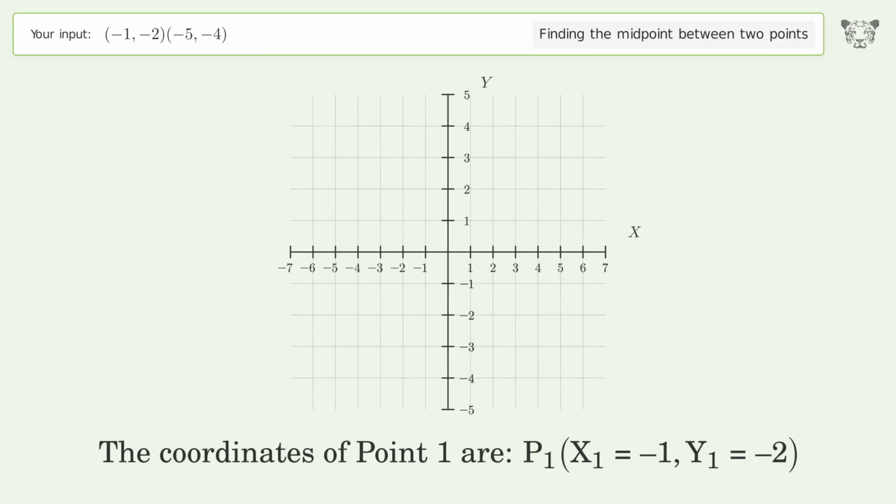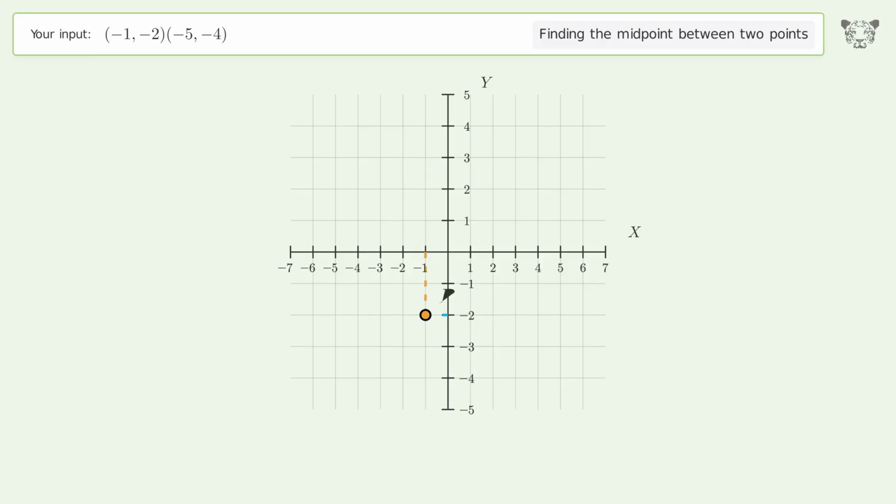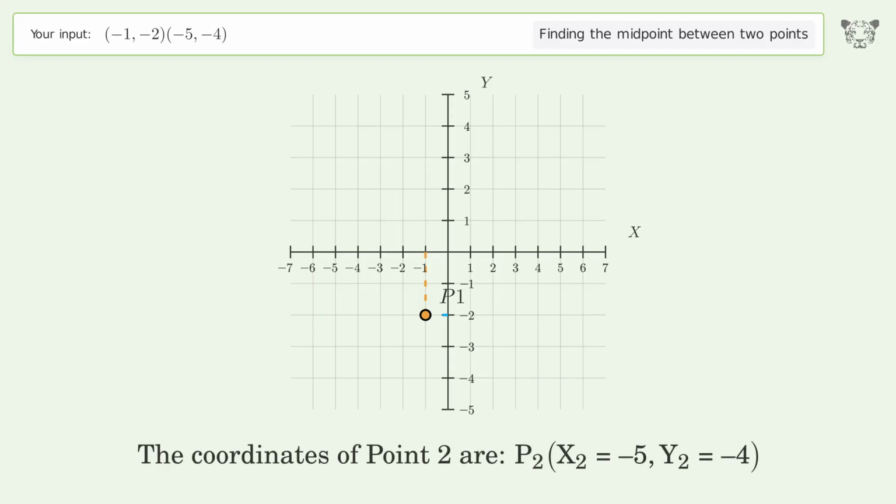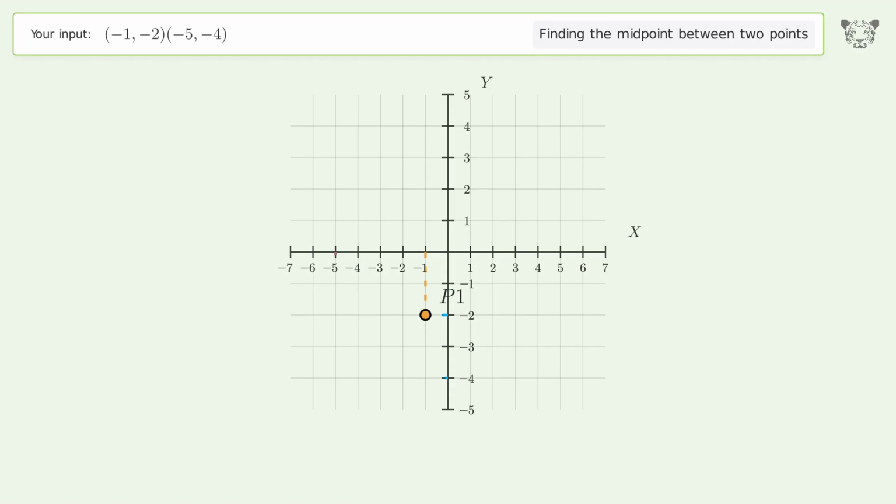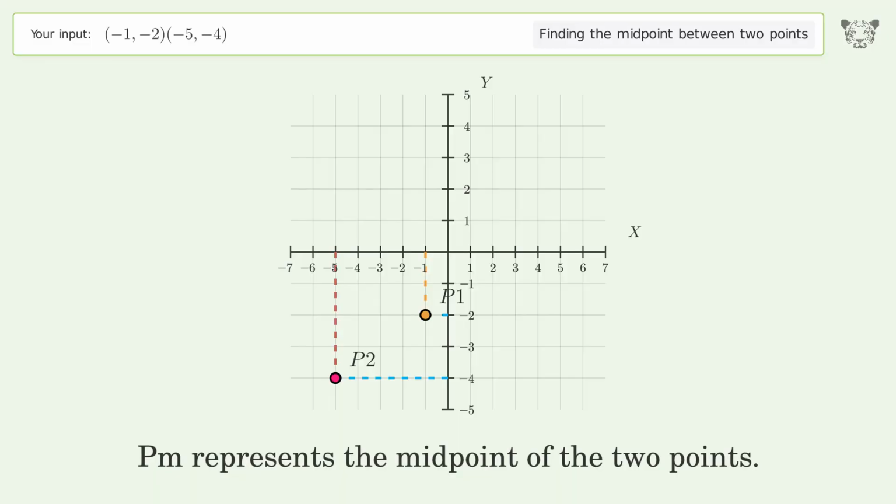The coordinates of point 1 are x1 equals -1, y1 equals -2. The coordinates of point 2 are x2 equals -5, y2 equals -4. PM represents the midpoint of the 2 points.